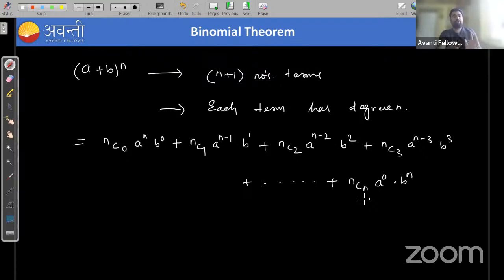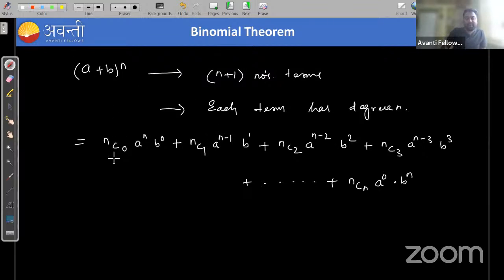Okay, so (a plus b) to the power n is equal to nC0 into a to the power n b to the power 0, nC1 a to the power n minus 1 b to the power 1, nC2 a to the power n minus 2 b to the power 2, and so on up to nCn a to the power 0 into b to the power n. Is that clear to all, guys? Clear? Okay, so this is the binomial expansion of (a plus b) to the power n.